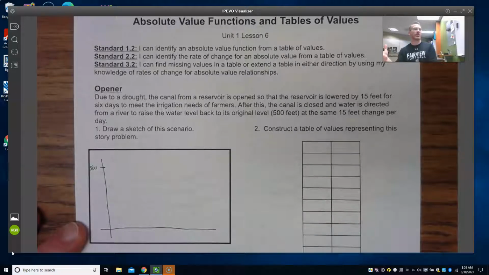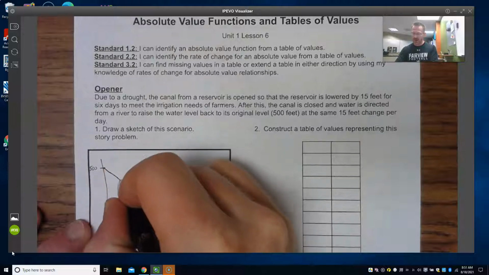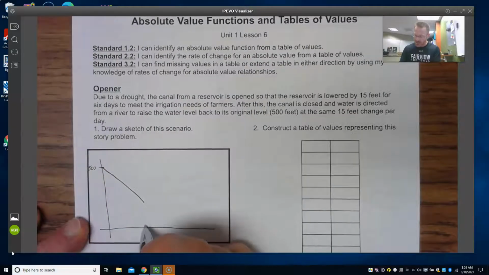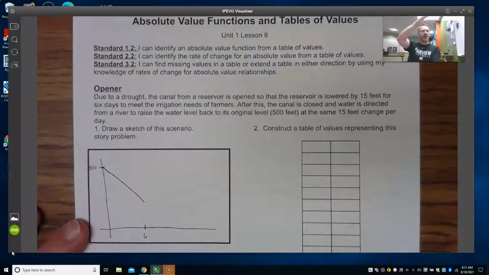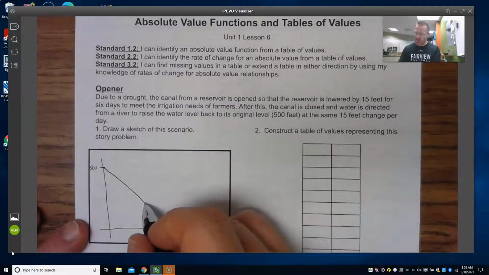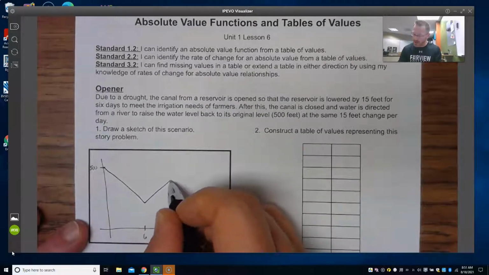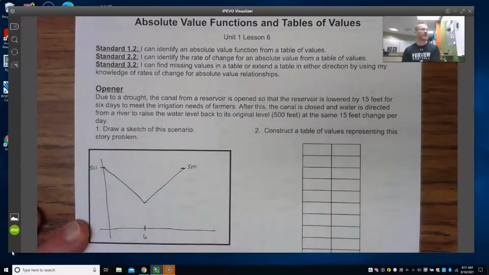And that seems like linear, right? That's a constant rate of change. So it's lowered by 15 feet per day until day 6, and I'm just going to put day 6 right there. So that reservoir is going down, down, down, 15, 15, 15, 15 till day 6. And then after this, they close the canal and then they're refilling the reservoir. And so we know then it goes back up at the same 15 feet per day until it gets back to that original 500 feet.